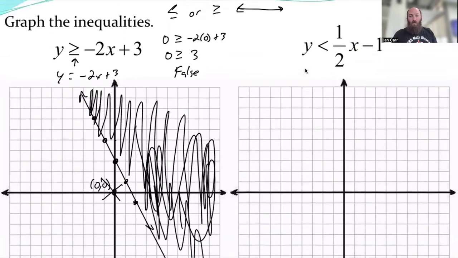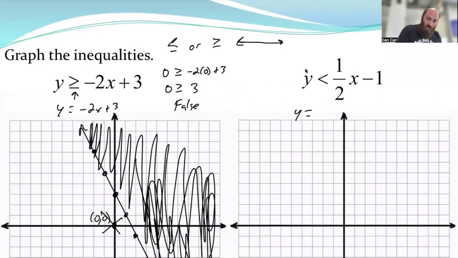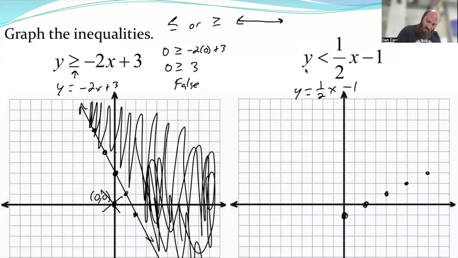When I go to the next one, we're going to do the same thing. I'm going to graph the line y equals 1/2 x minus 1. So I'm going to start with a minus 1. Positive 1 over 2 is going to go up 1 to the right 2. I'll just do that a bunch here so I can have a nice long line.